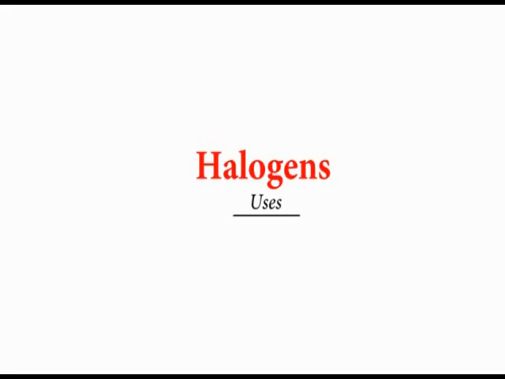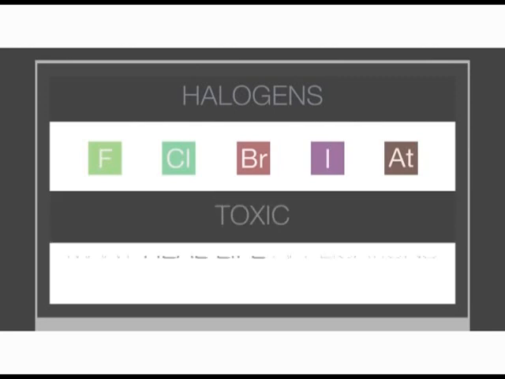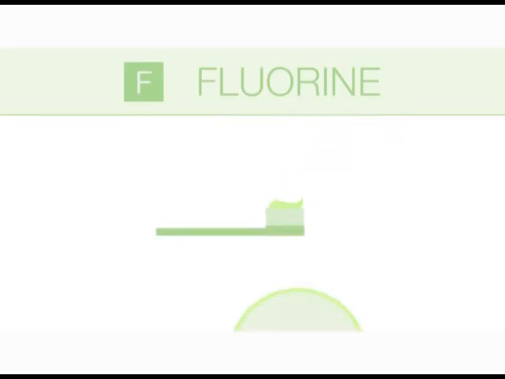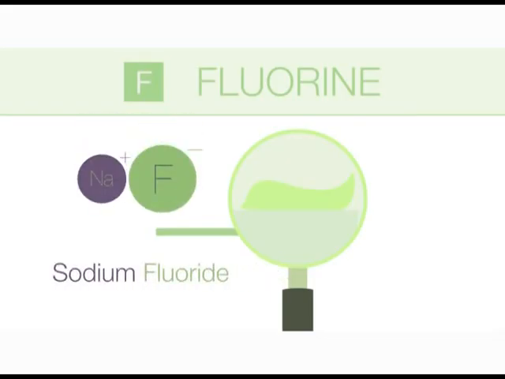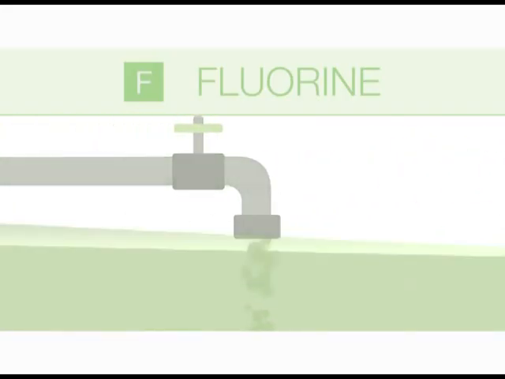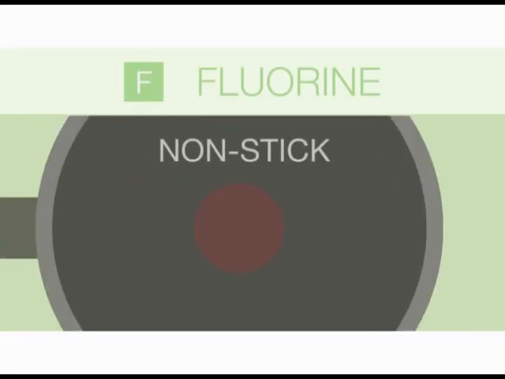Uses of halogens. In their elemental forms, halogens are toxic. However, their compounds are used in everyday life. Toothpaste usually contains sodium fluoride, which acts to prevent tooth decay. For the same reason, some countries fluorinate their water supply. We know of the non-stick pans. The reason why the pan is non-stick is due to a layer of Teflon, a fluorine-containing compound.